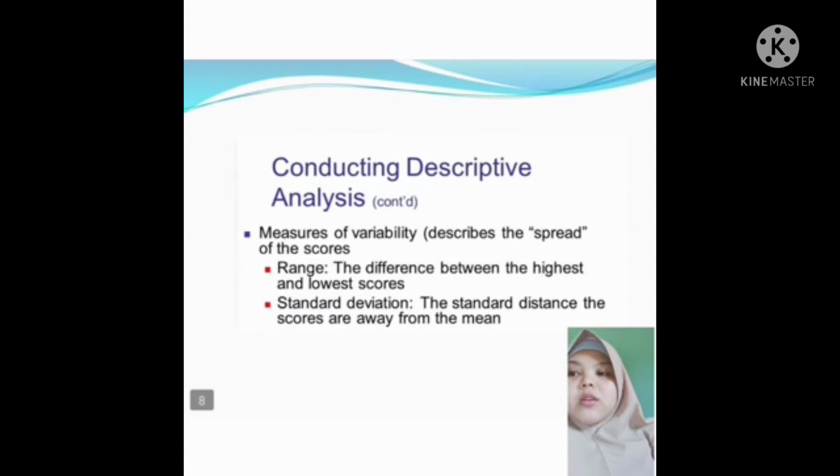Second is measures of variability, which describe the spread of the scores. First is range, the difference between the highest and the lowest scores. Second is standard deviation, the standard distance the scores are away from the mean.